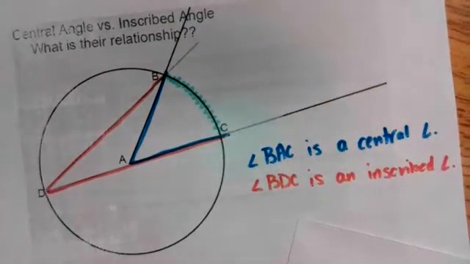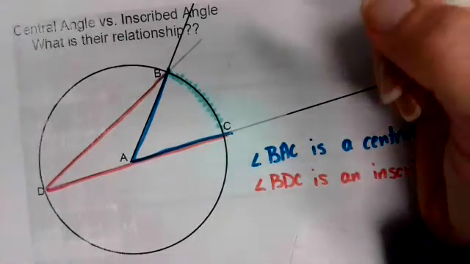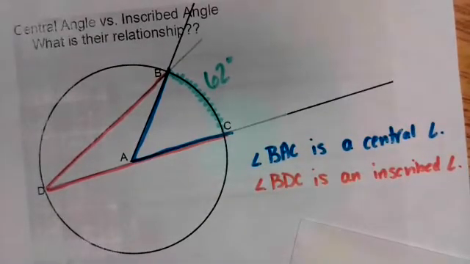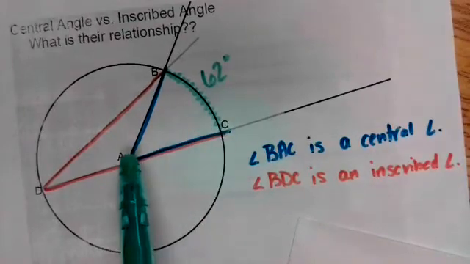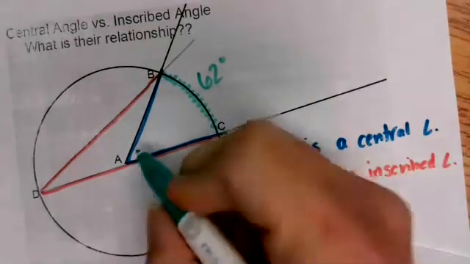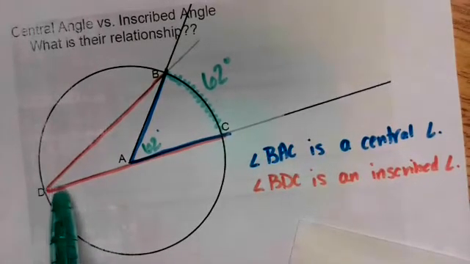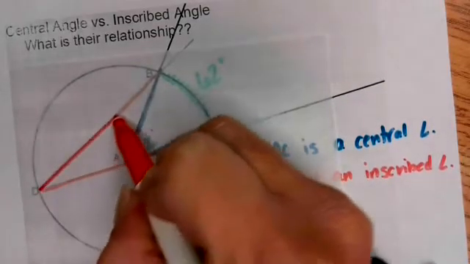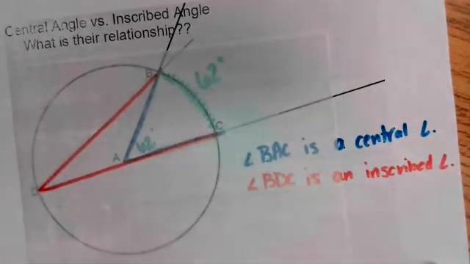So let's start with this arc measure. Let's say that this arc is 62 degrees. Based on what I know about central angles, the central angle and its intercepted arc have the same degree. So this angle is also 62 degrees. But what about my inscribed angle? I'm going to use my patty paper here, and I'm going to copy down my angle DBC. And now I can move it.